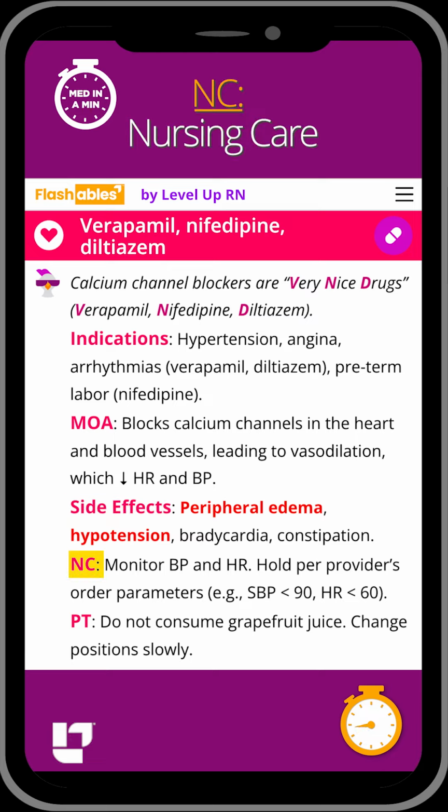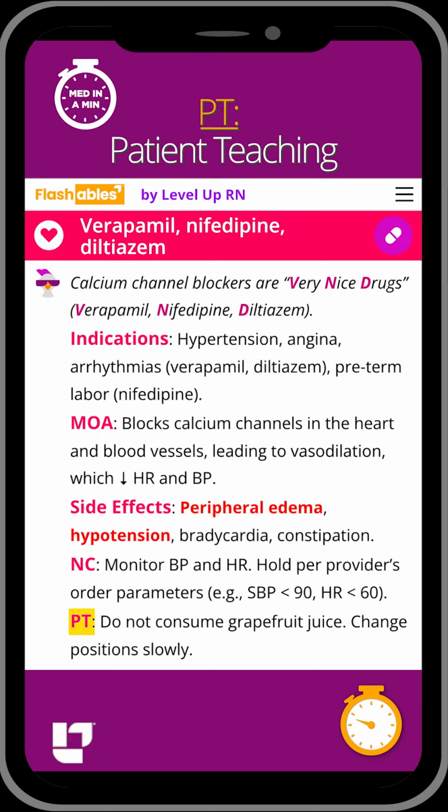You'll want to monitor your patient's blood pressure and heart rate during therapy, and you'll need to remind your patient to avoid grapefruit juice and change positions slowly due to the risk for orthostatic hypotension.